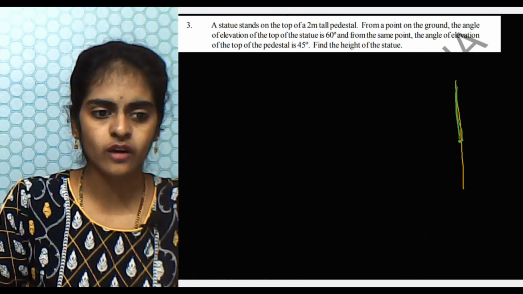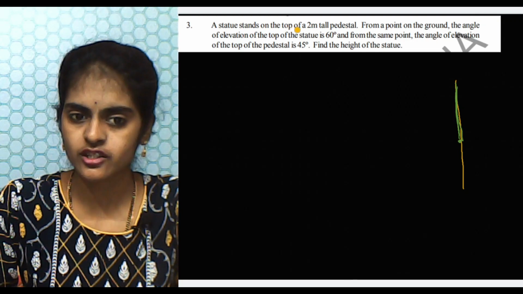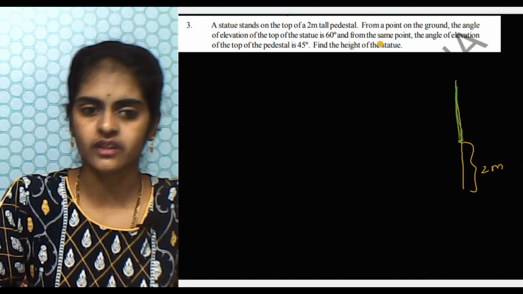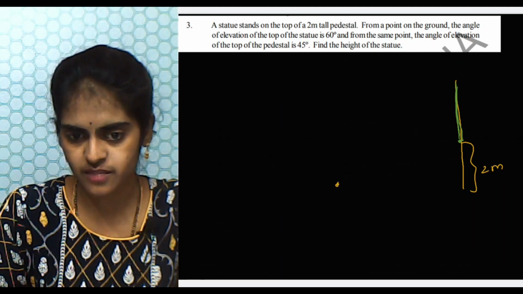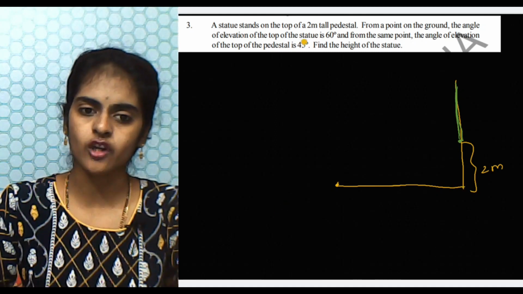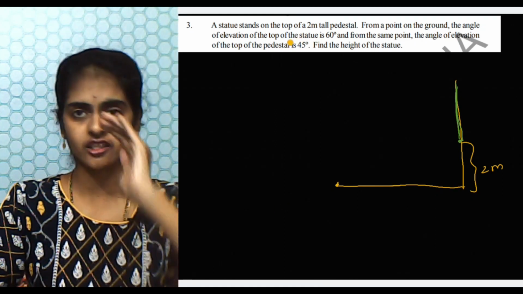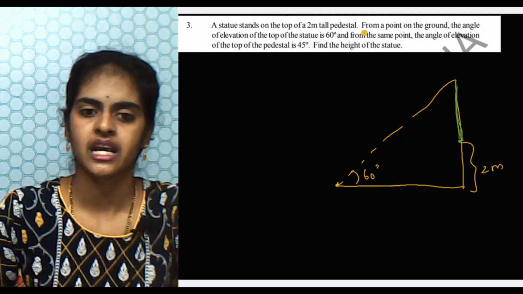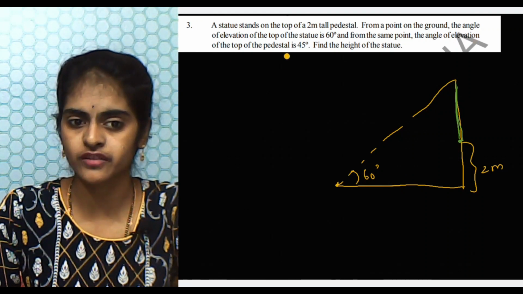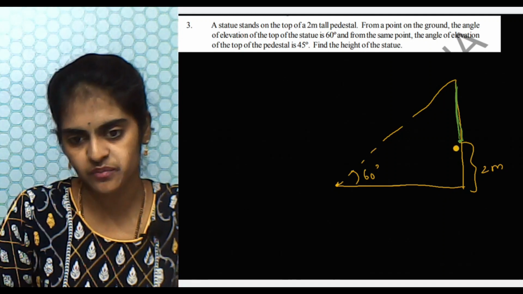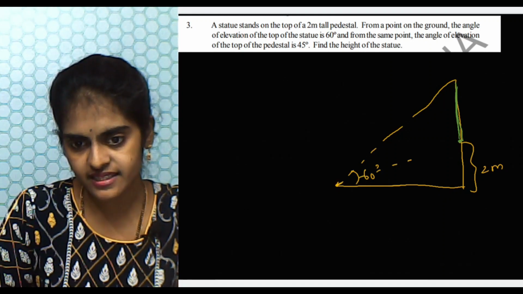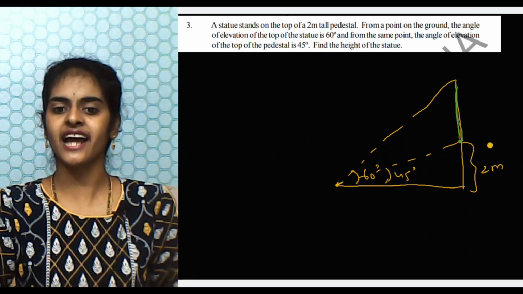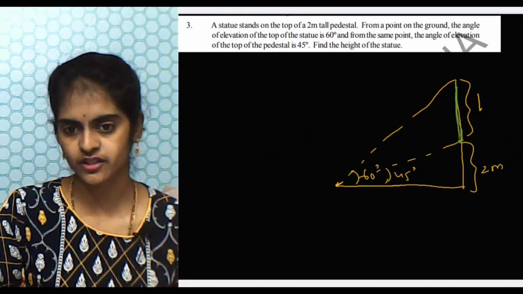A statue stands on top of a 2-meter tall pedestal. This pedestal is 2 meters tall. Suppose from this point on the ground, let us join this, the angle of elevation to the top of the statue is 60 degrees. And from the same point, the angle of elevation of the top of the pedestal, which is here, is 45 degrees. You have to find the complete height of the statue.